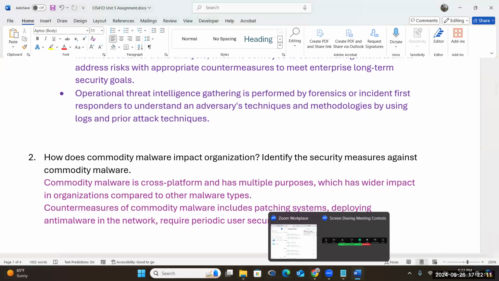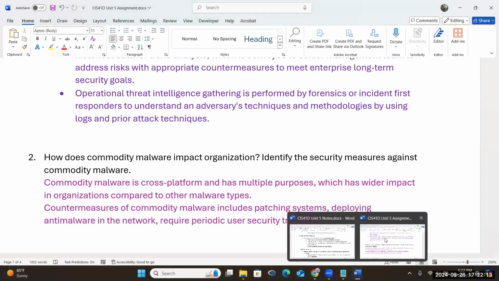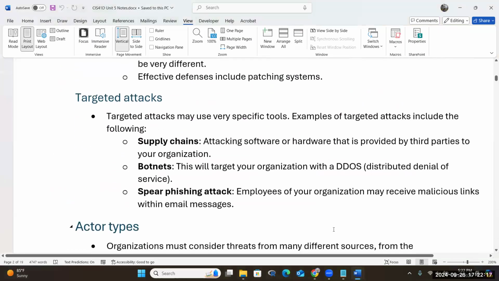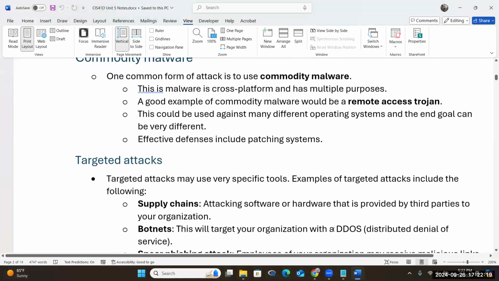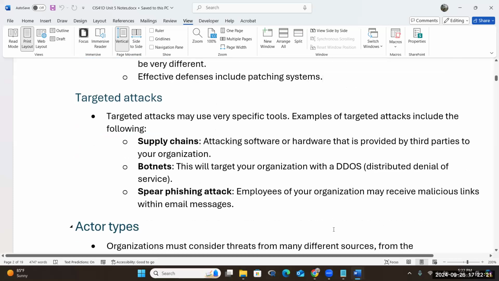Okay. So for the second question, you can refer to the notes, which give you a little bit more. And then it briefly talks about targeted attacks. I think that we do see a lot of supply chains being a target for a lot of the attacks, because that has a wider spread, I think, in the bigger scheme of things.